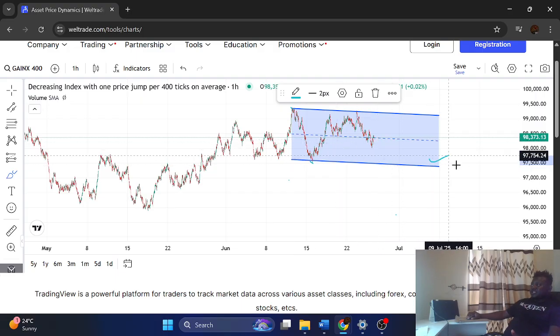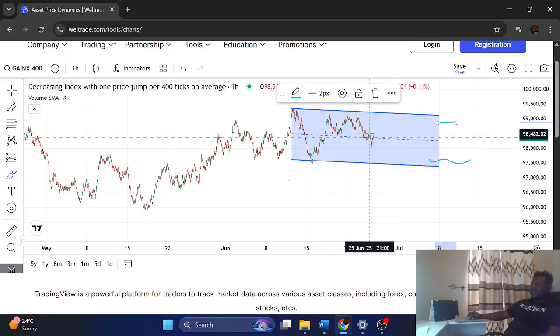This would be our discount zone. This would be our premium zone. So if the market was to buy, it would have broken this line you can see here. It would have come, retested it, and continued going up, right?